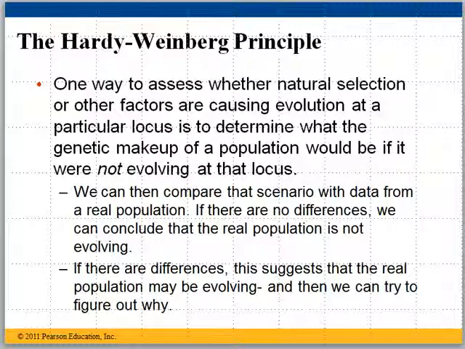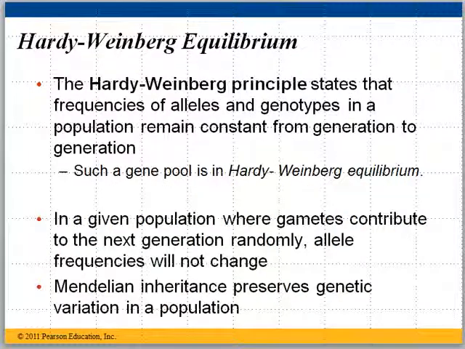The Hardy-Weinberg principle is named for a British mathematician and a German physician who respectively and independently derived it in 1908. So we have this British mathematician, last name Hardy, and this German physician, last name Weinberg. They were working on this issue separately, apart from each other, but they came to the same conclusion at about the same time, about 1908. The Hardy-Weinberg principle states that the frequency of alleles and genotypes in a population remain constant from generation to generation. If it does remain constant, we call that gene pool in Hardy-Weinberg equilibrium.